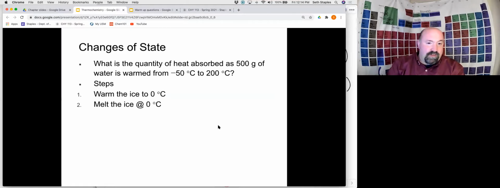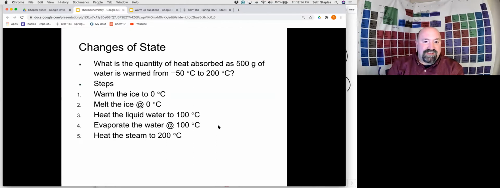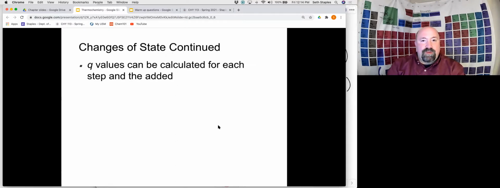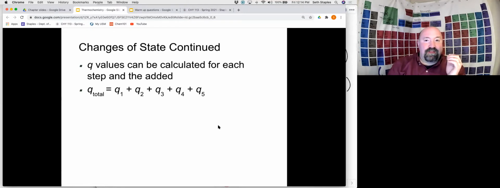And so as I was just showing on the graph, these are our basic steps. We first have to warm the ice up to 0 degrees C. We then have to melt the ice. We then heat the liquid water until it gets to 100 degrees C. Then we have to evaporate that water, changing from a liquid to a gas phase. And then we heat up the steam. And so what we need to do is calculate the Q value for each of those steps and then just add them up.